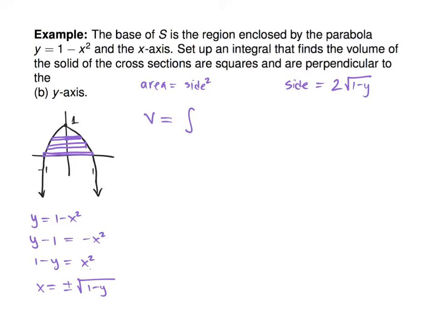In the previous problem, your bounds were x values. Now, because you're slicing horizontally, they're y, so that'd be the integral from 0 to 1 of 2 root 1 minus y quantity squared dy. Which would simplify quite nicely, wouldn't it? It'd be 4 times 1 minus y.